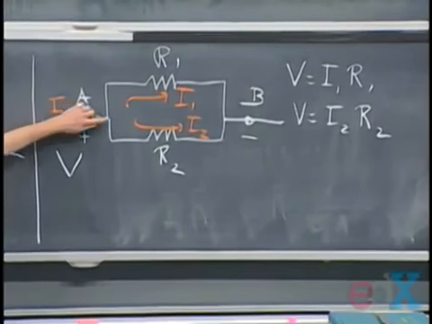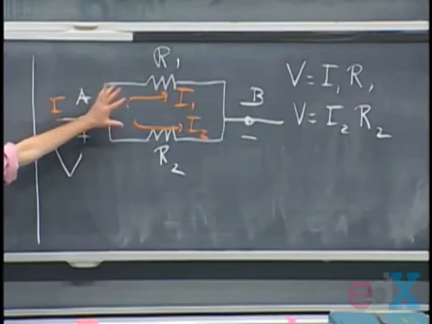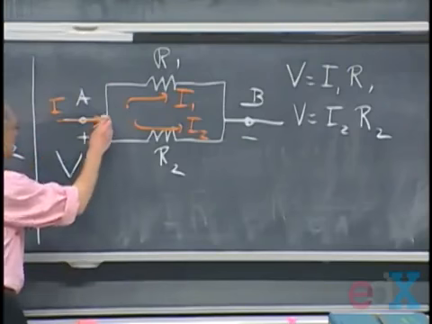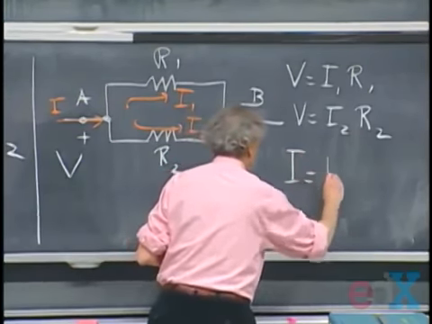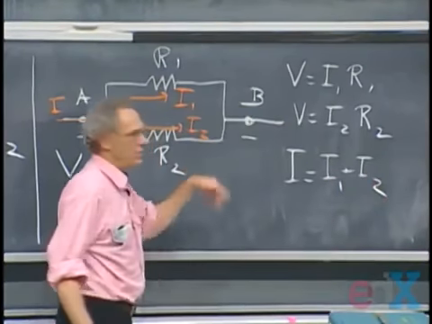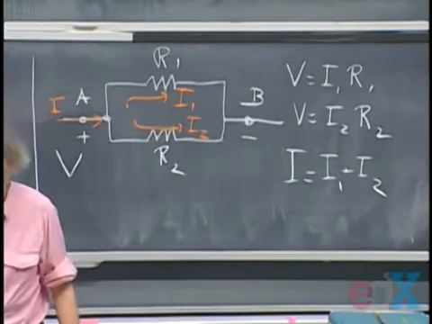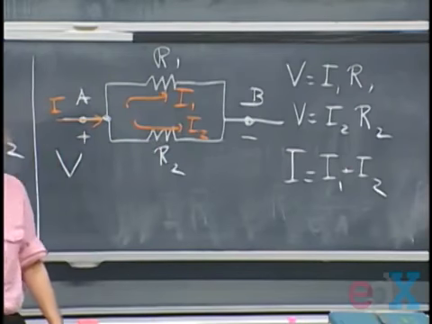But whatever current comes in here must split up between these two. Think of it as water. The number of charges that flow into this juncture continue on. And so I, the total current, is I1 plus I2. And so now, you see, you have all the ingredients that you need to solve for the current I, for the current I1, and for the current I2.